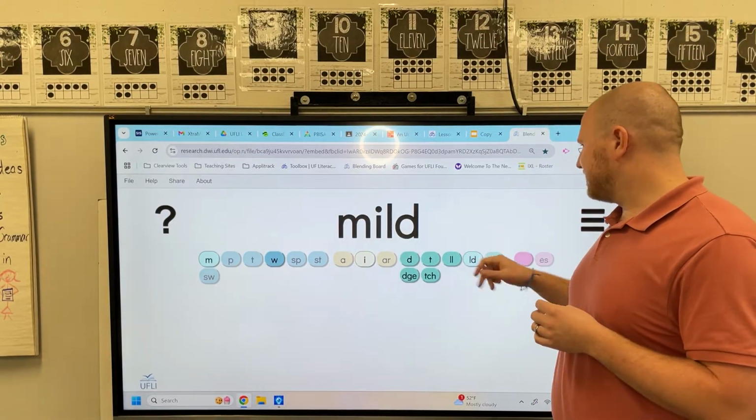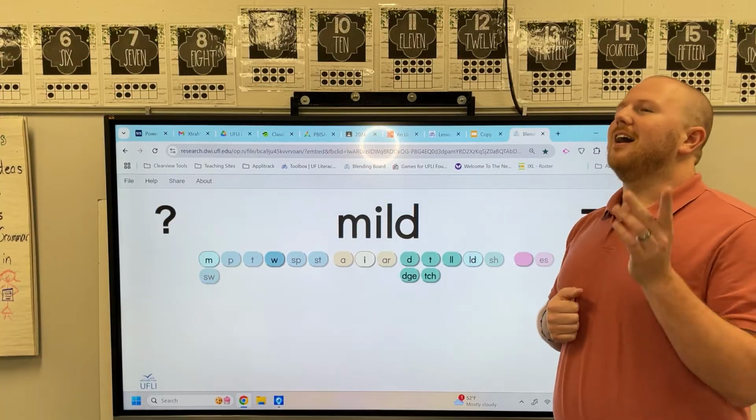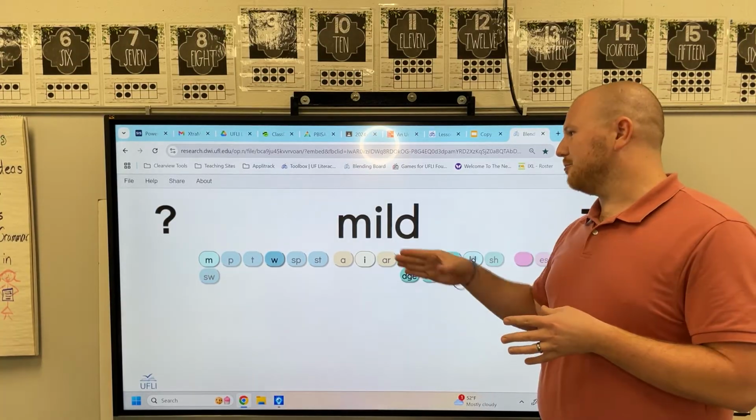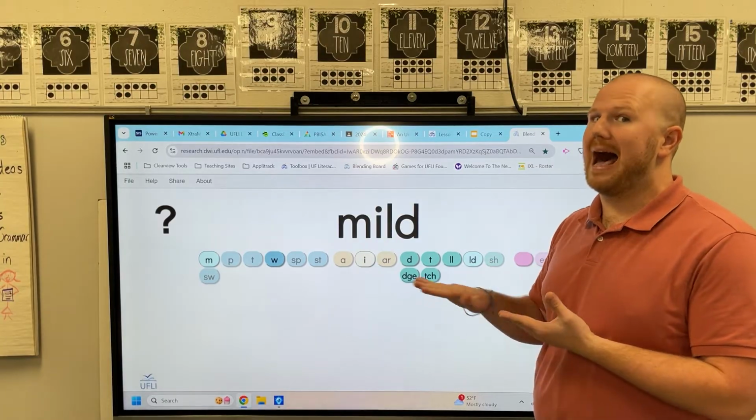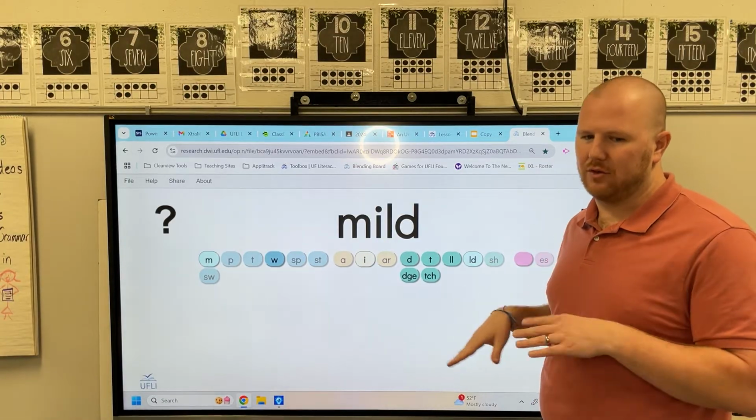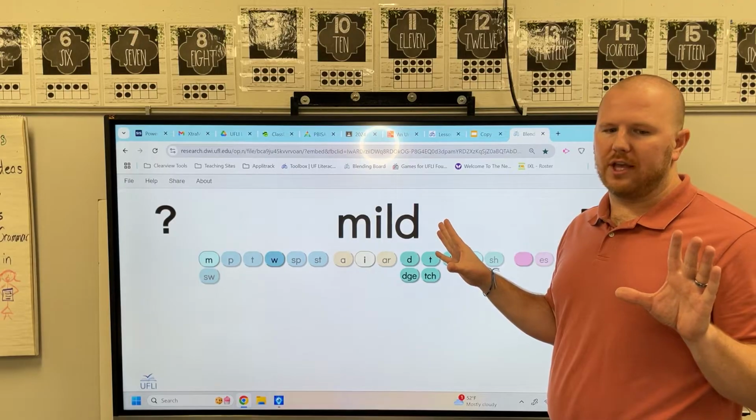What about this? Mild. Oh, this is from a different UFLI lesson, but this LD makes the I say its name, so it's mild, not mild. What about this one?